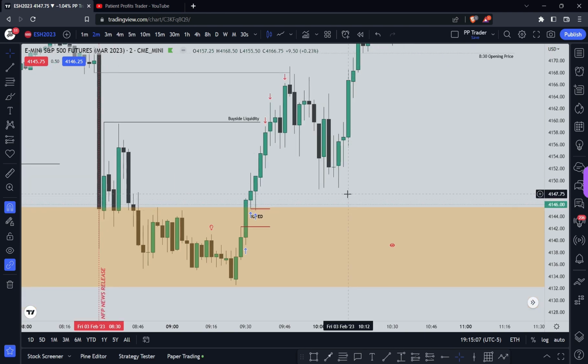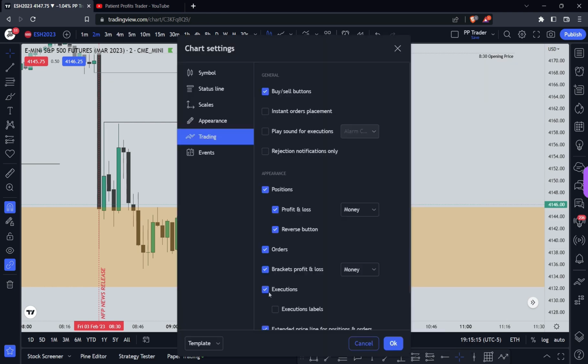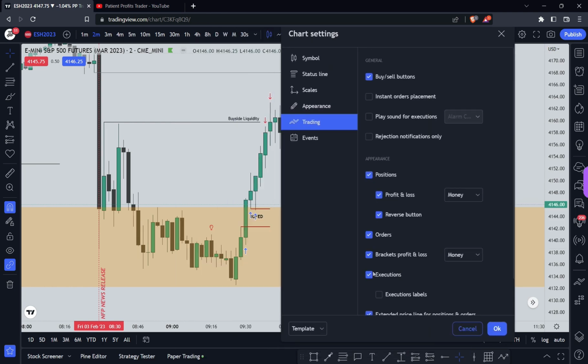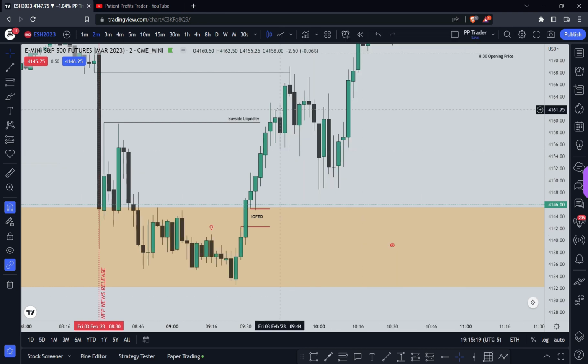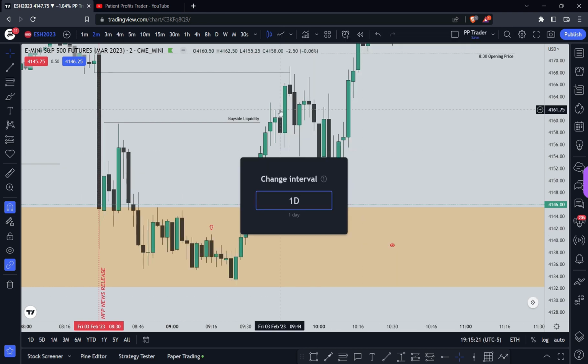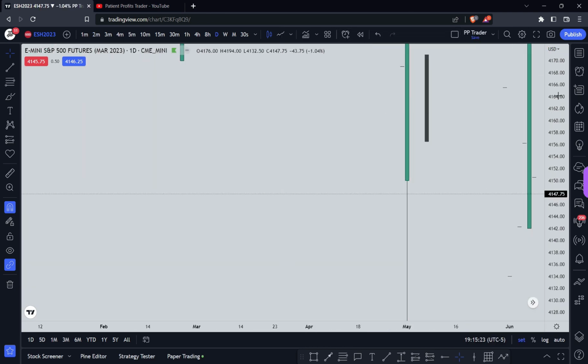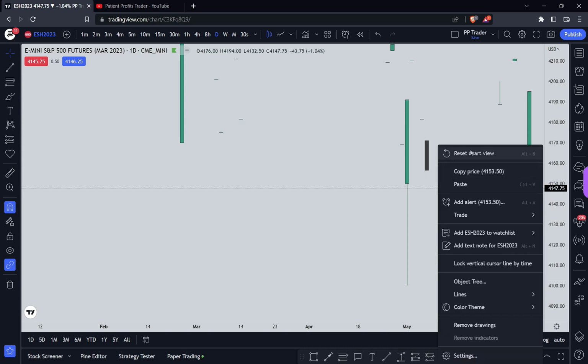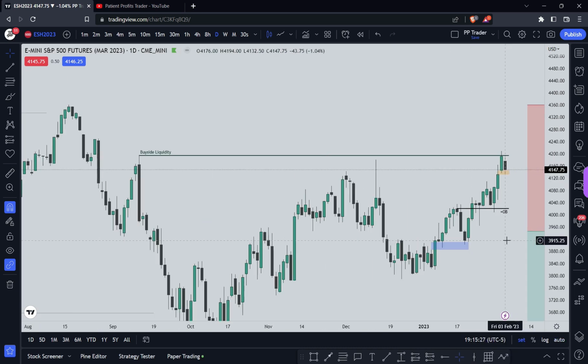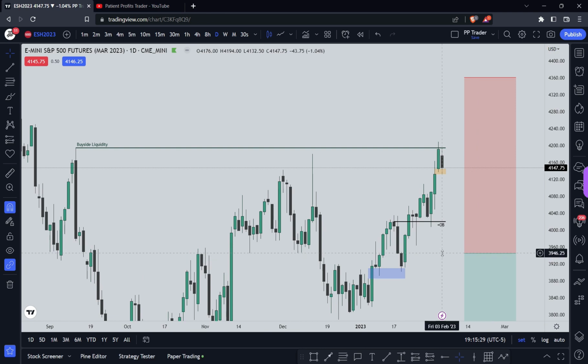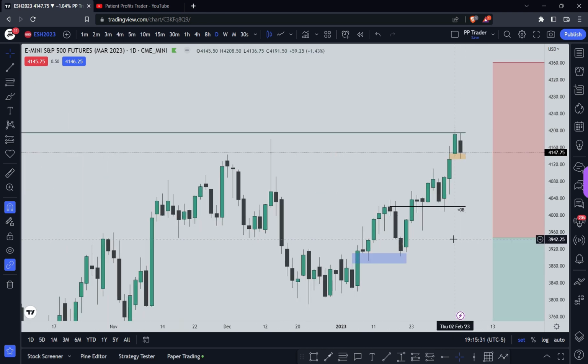Now, the important thing is not the entry pattern. That's the easy part. The important thing, let me take off the executions now. The important thing is figuring out where price wants to go. Your draw on liquidity, right? And very simply, like I mentioned in the beginning, price is moving to one of two things.